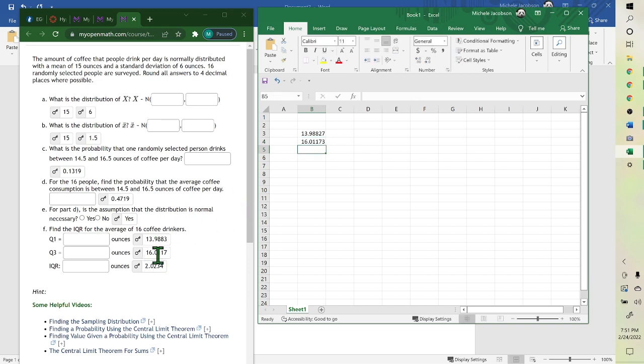And that's this one. The interquartile range is just subtracting these two. So we can put equals and click on the Q3 minus, click on the other one and hit enter, and you've subtracted them.